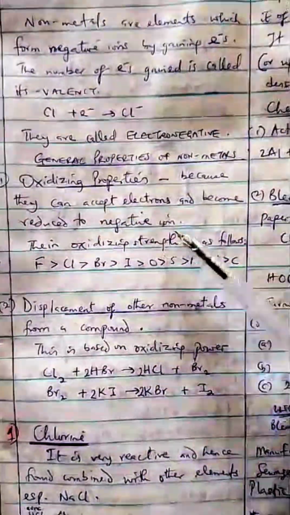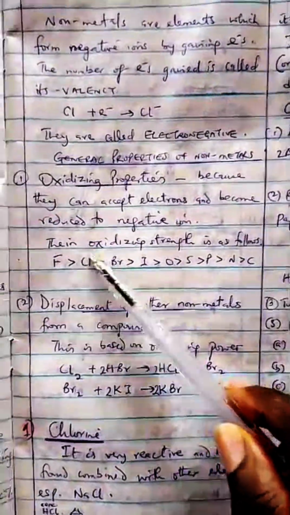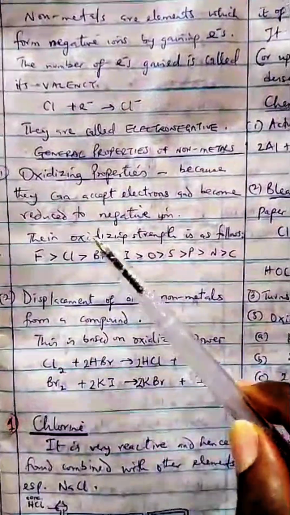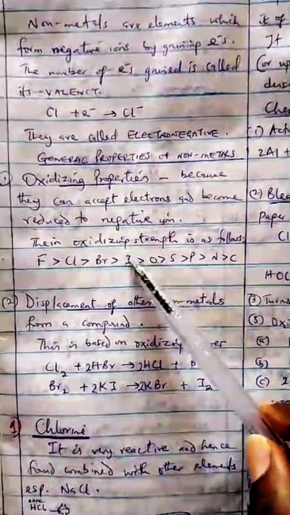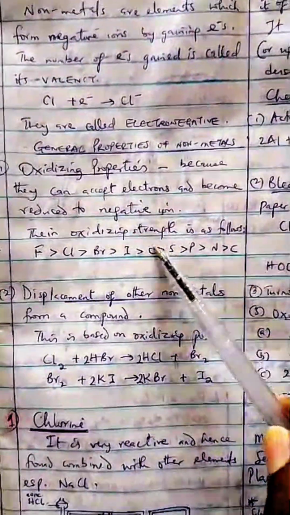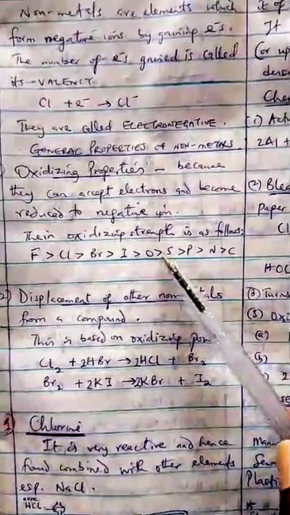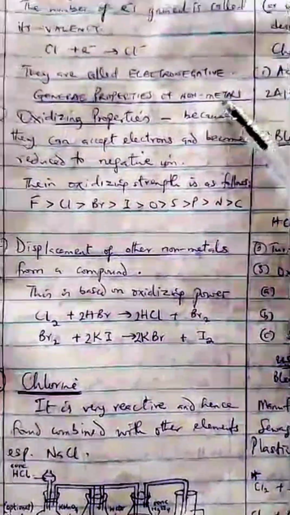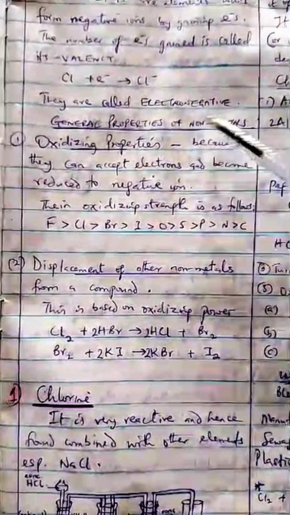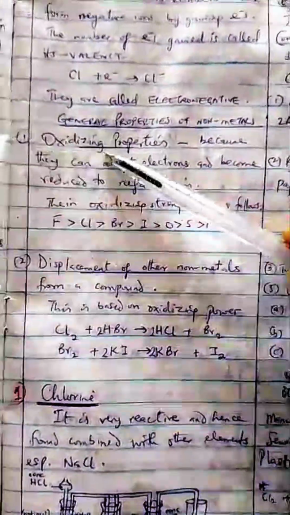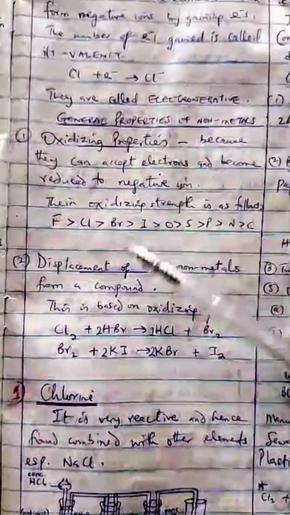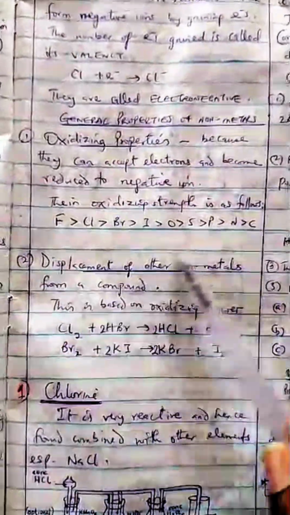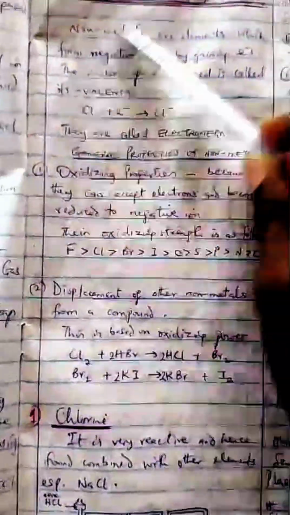Now the oxidizing strength is as follows: fluorine is more oxidizing than chlorine, which is more oxidizing than bromine, then iodine, then oxygen, then sulfur, phosphorus, nitrogen, and carbon, in that order. Fluorine has the highest oxidizing strength, and carbon has the least among the nonmetals.